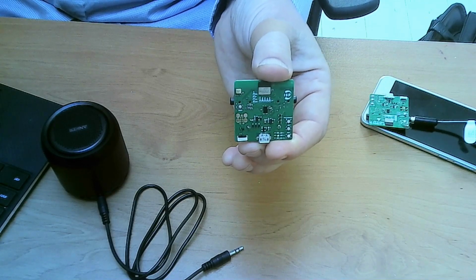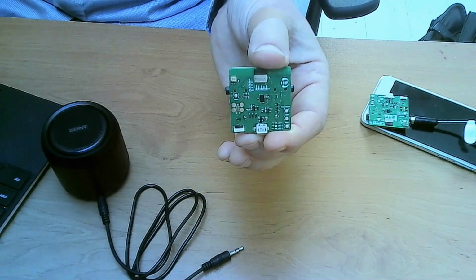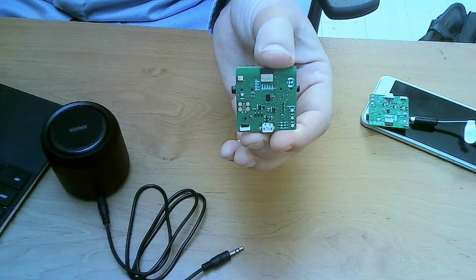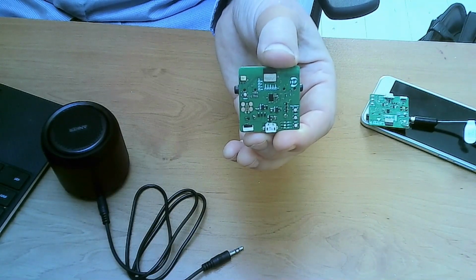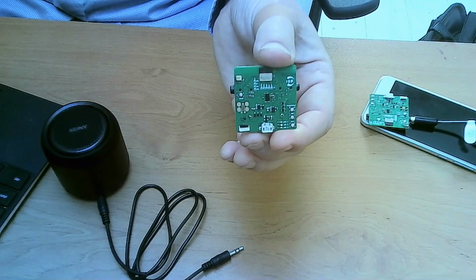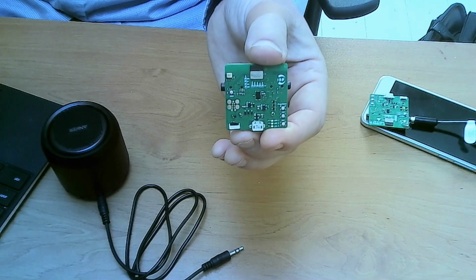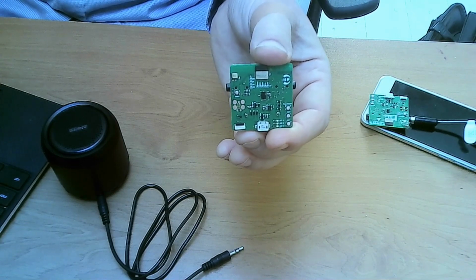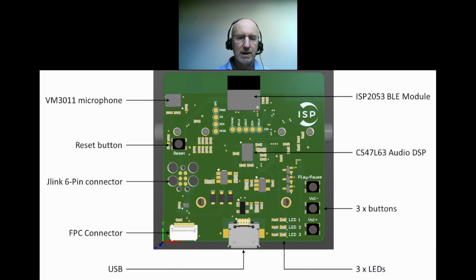So here is the Bluetooth Low Energy demo board. So you can see it's a nice little small board. On the top of the board, just underneath my thumb, is our ISP 2053 module that is doing the bulk of the work of the board, and then we have some various other components which I'll explain. So here I'll explain exactly what is on the BLE Audio Demo board by Insight SIP.